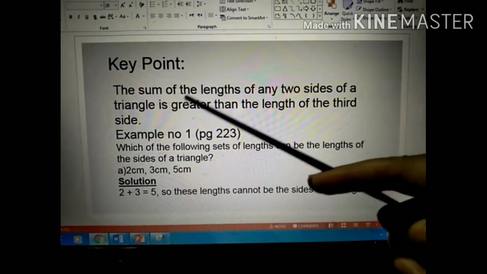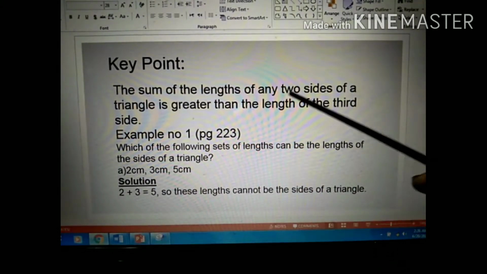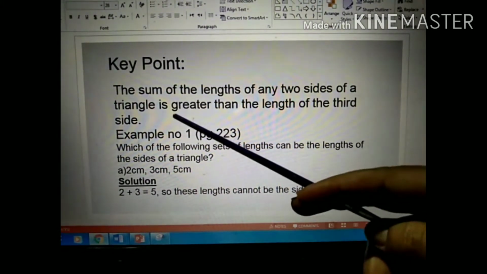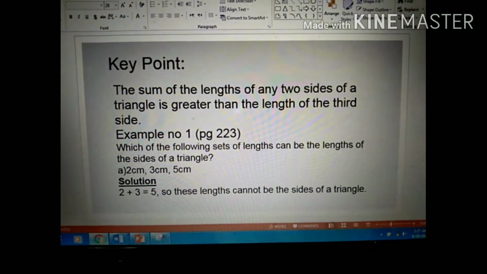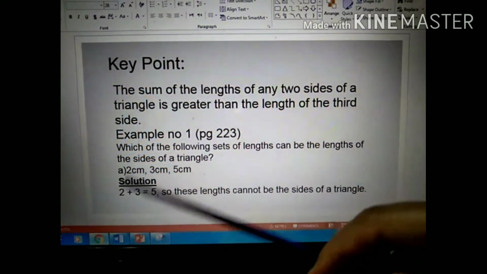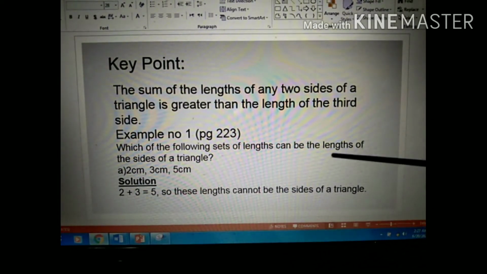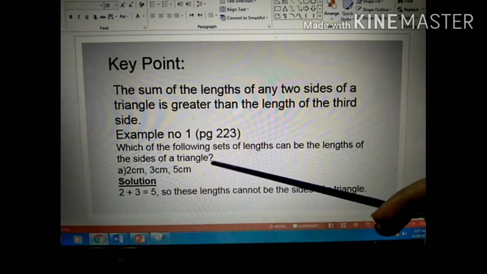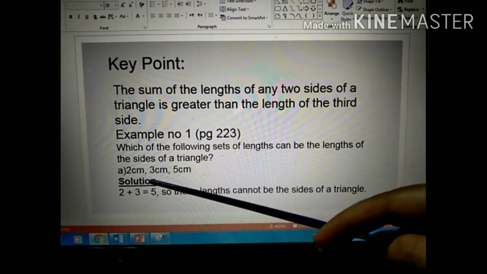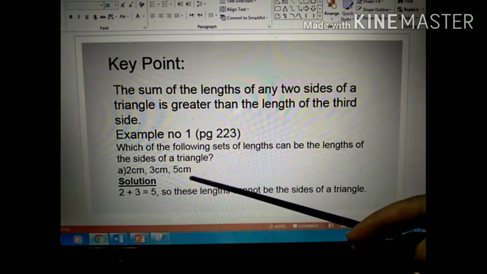First we will discuss the key point. The sum of the lengths of any two sides of a triangle is greater than the length of the third side. So example is, which of the following sets of lengths can be the lengths of the sides of a triangle? So this is the set 2 centimeter, 3 centimeter and 5 centimeter.